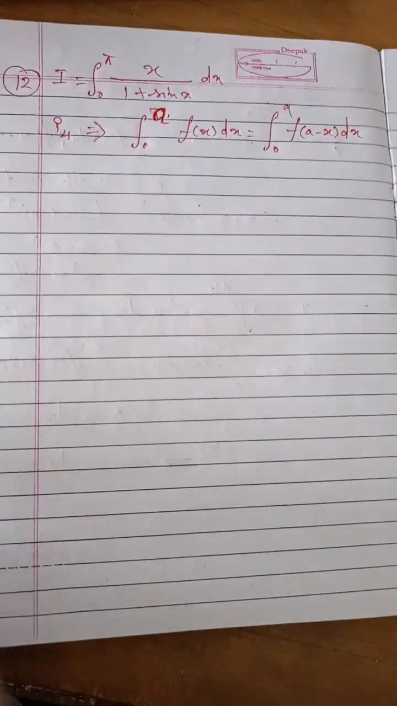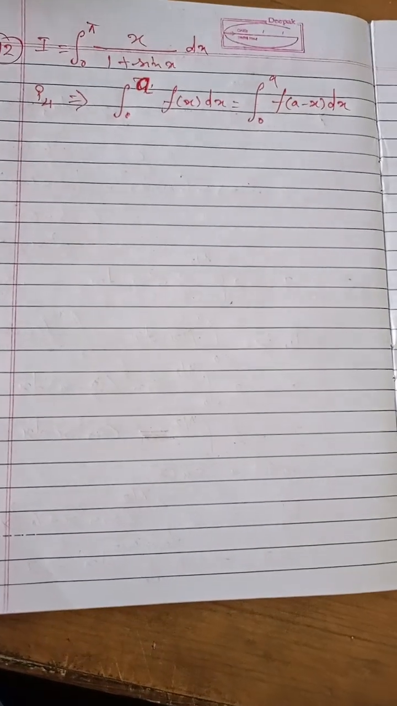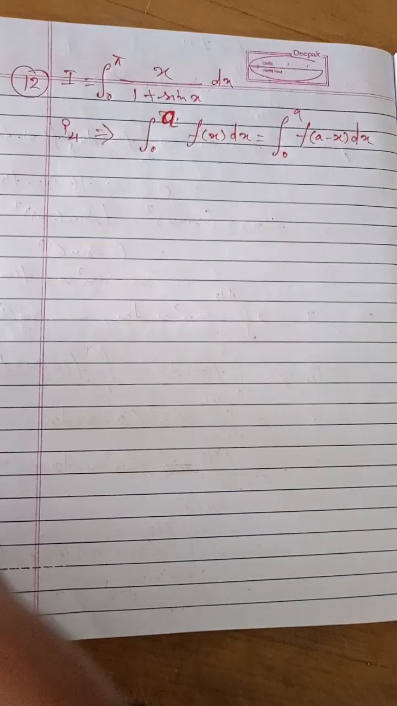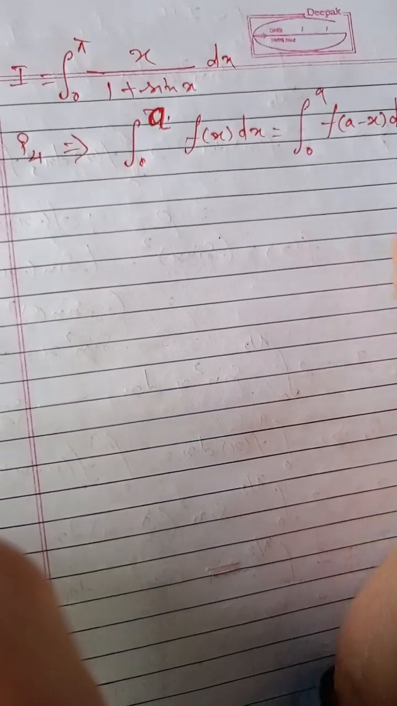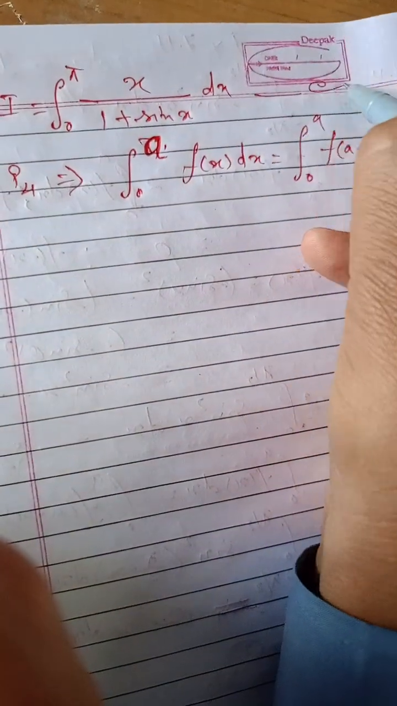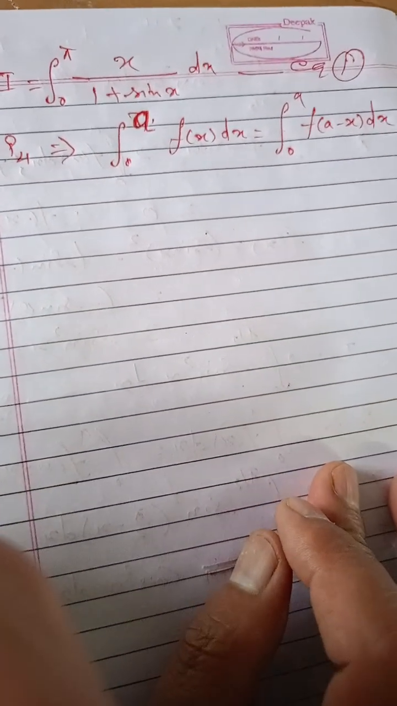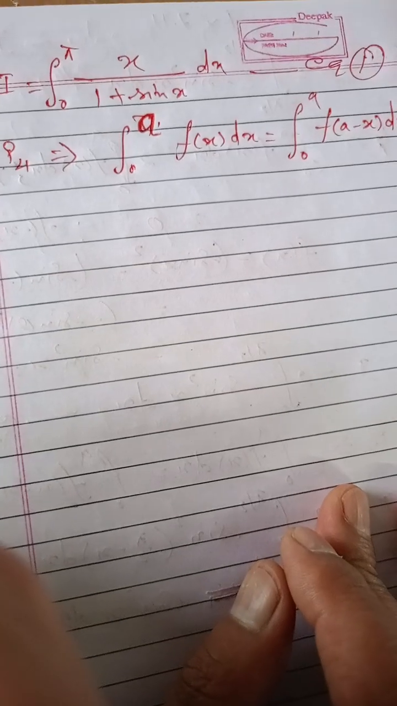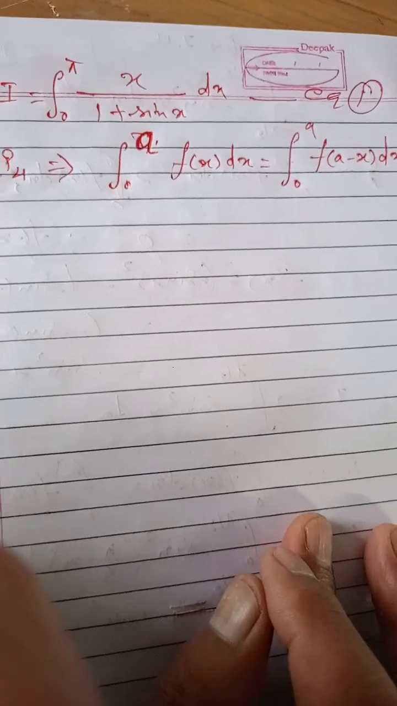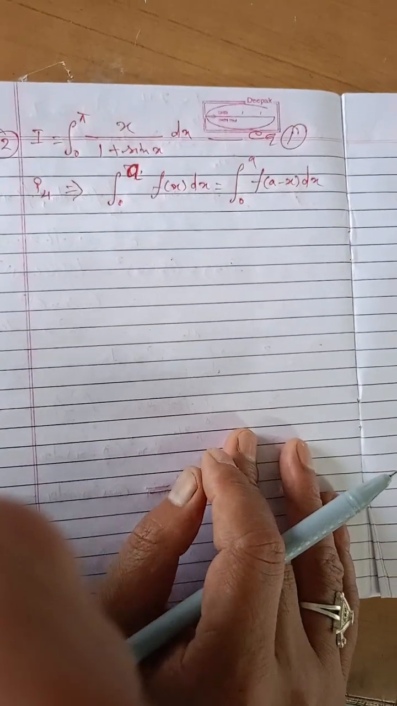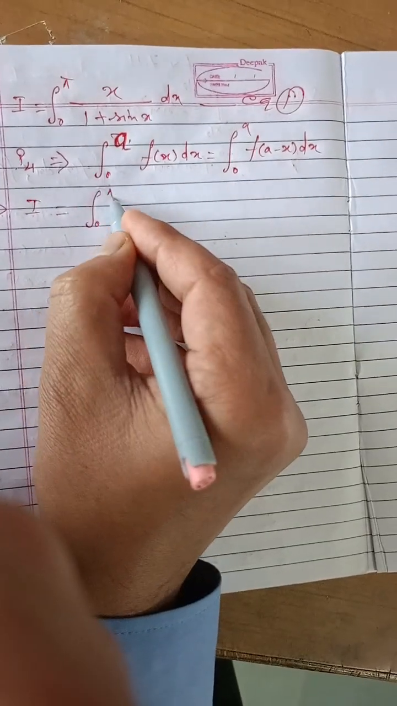Now move on to question number 12 from exercise 7.11. I is equal to the integral from 0 to pi of x upon 1 plus sin x dx. Say that's equation number 1 and apply the P4 property. P4 is: integral 0 to a f(x) dx is equal to integral 0 to a f(a minus x) dx. Applying this property, we can say I is equal to integral 0 to pi.